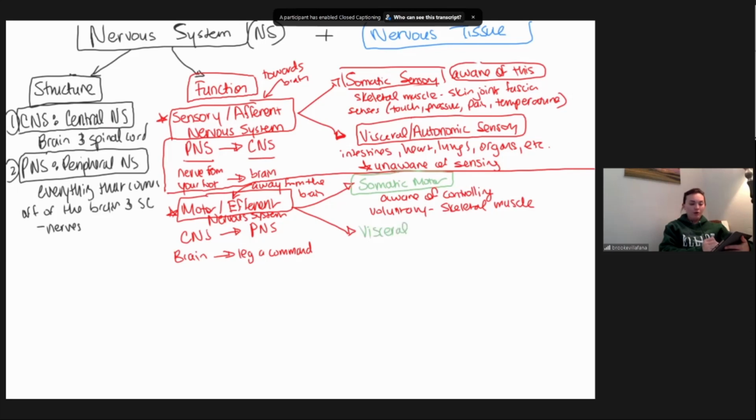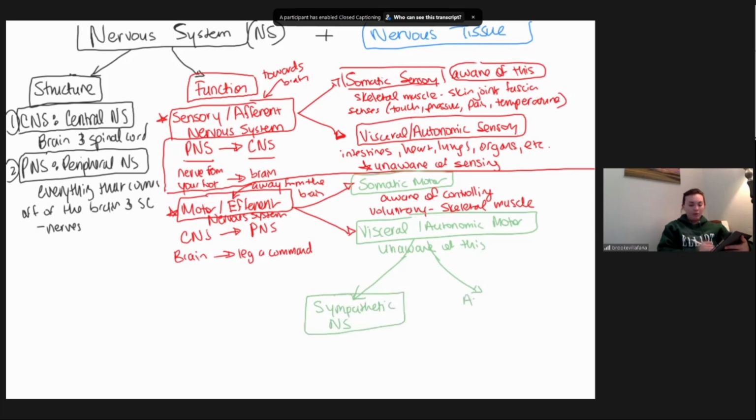You want to move your foot, you're going to move your foot. Visceral or autonomic motor, just like with sensory, is the things that you aren't aware of. But this one gets more specific. Again, you're unaware of this, but this one subdivides again. It's going to subdivide into our sympathetic nervous system and our parasympathetic, right? And these are both divisions of the autonomic nervous system.